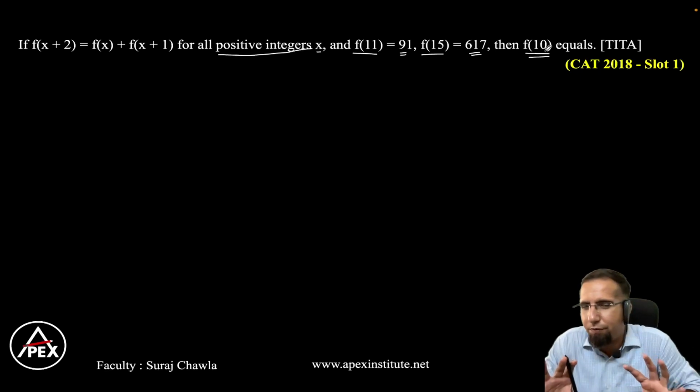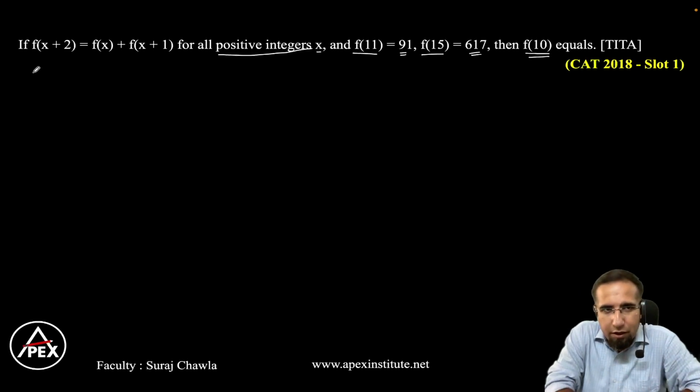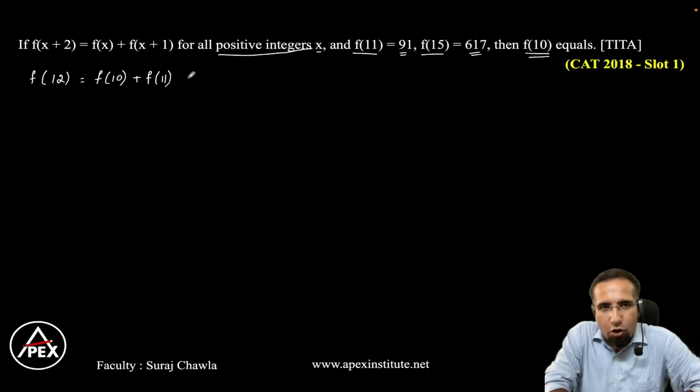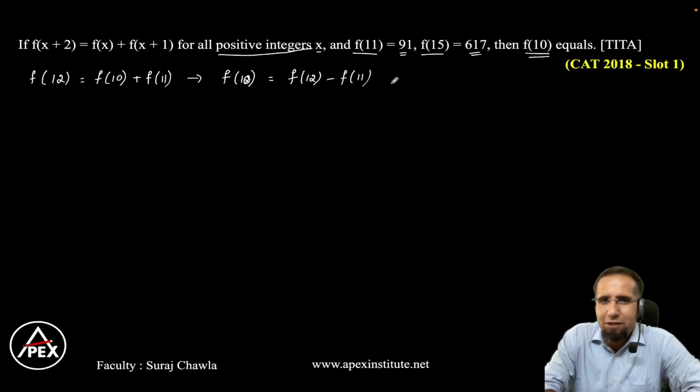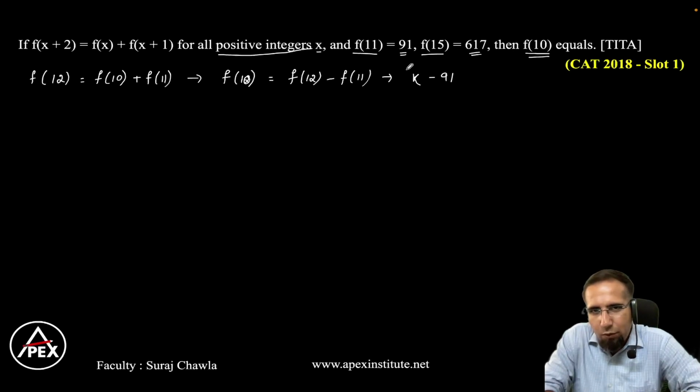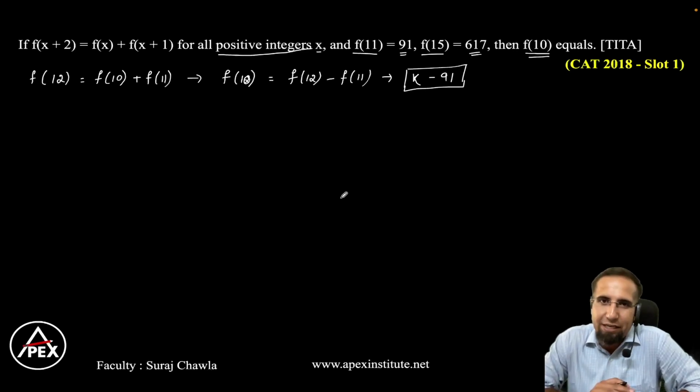Now since we want the value of f(10), let me replace x is equal to 10. If I replace x is equal to 10, I get f(12) is equal to f(10) plus f(11). Clear? Or in short, what do we want? We want f(10) is equal to f(12) minus f(11). Now we do not know the value of f(12). Let me assume f(12) is equal to k. So we want the value of k minus 91 here. This is what we are expected to calculate, right?